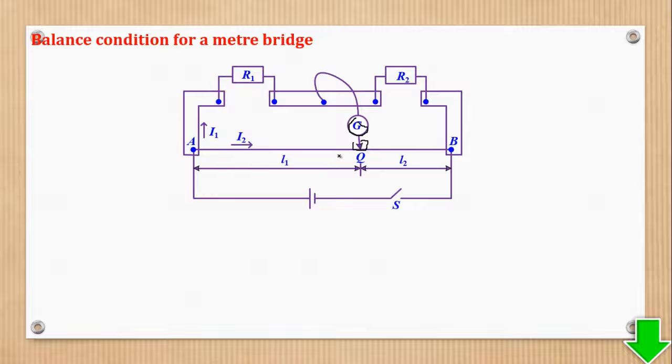When that point is reached, you stop and note that point. In this case, it is point 2 where the galvanometer showed no deflection. So we stop at that point and we measure the length from A to 2 and also from 2 to B. A to 2 will be L1 and 2 to B will be L2. These distances are measured only when the galvanometer shows no deflection. When it shows no deflection, it means the current which goes through R1 is the same current which goes through R2.